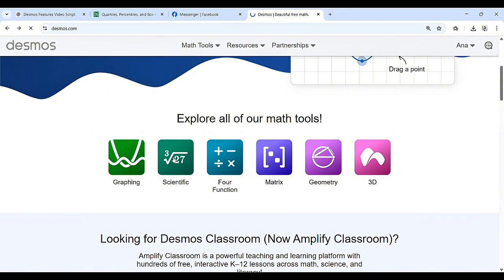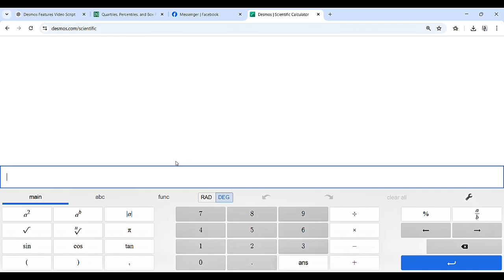Just click scientific calculator and it will show this. For example, you want to know what is the square root of 144. And we can see here the answer, 12. Let's say we want to add 3 squared, and it will also give you the answer.